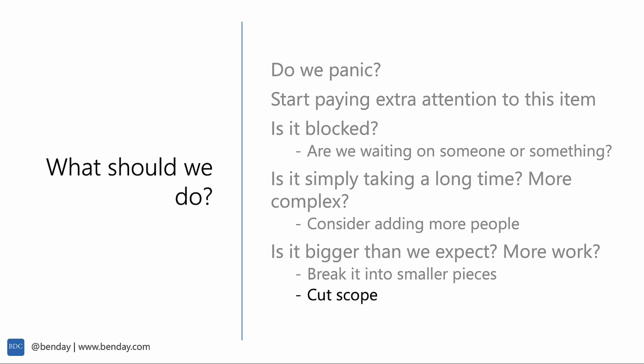Or we consider cutting scope and we just don't do as much of it so we can call it done, ship it, make it feedbackable, get feedback on it, make our customers happy, whatever. But whatever we do, we should start paying attention to this item and asking questions about why it's already bigger than 50% of the things we do.